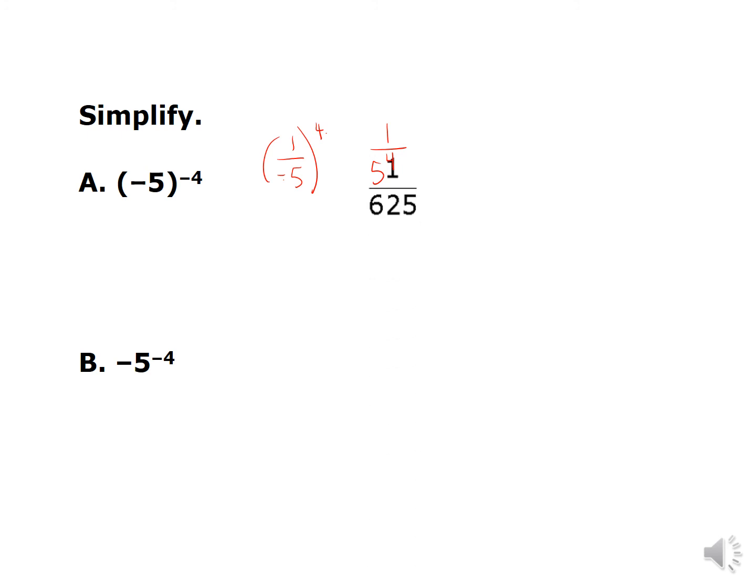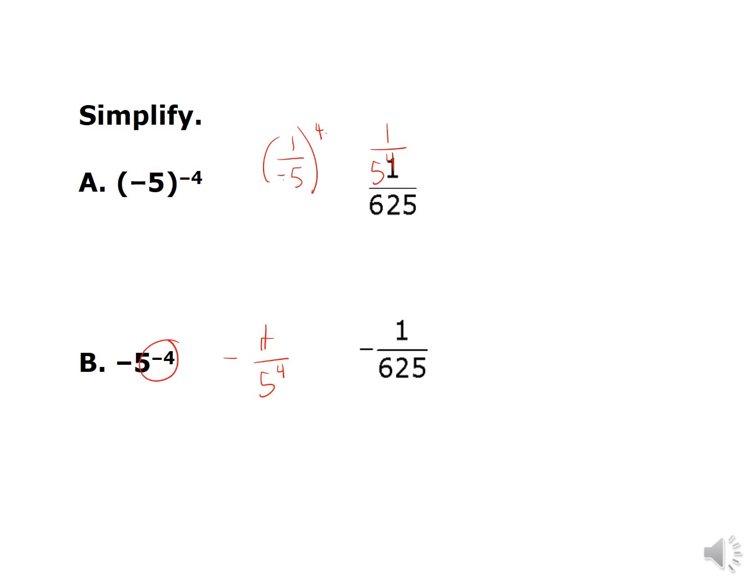Okay, this one is negative 5. Well, we're going to flip it. So I'm going to go 1 over 5 to the 4th. So that answer is going to be negative 1 over 625 because the exponent only goes to the number that it's connected to.